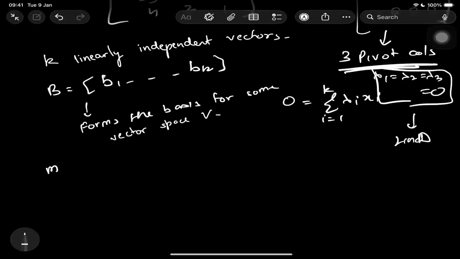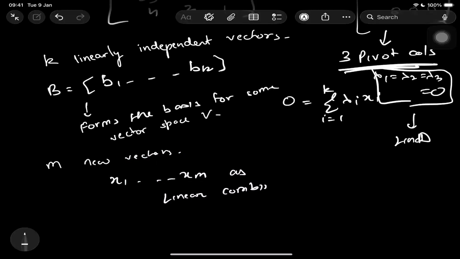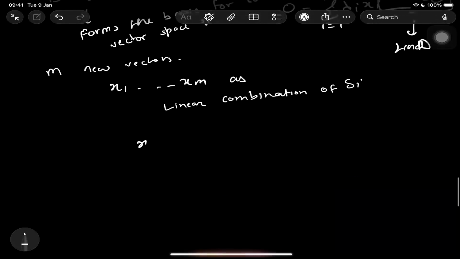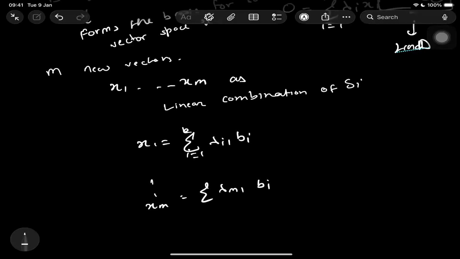Now we define m new vectors x1 till xm as linear combination of bi. Right. So basically, x1 will be equal to summation of i equals 1 till k of lambda i1 bi. Similarly, xm will be equal to lambda im bi, I'm sorry, it will be lambda im bi, i equals 1 till k.